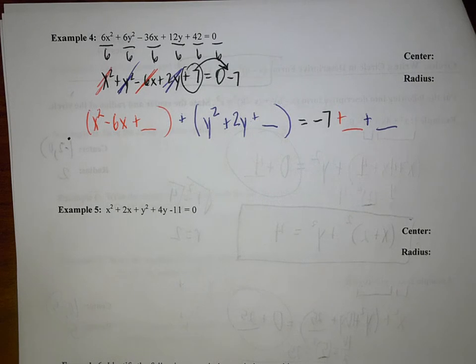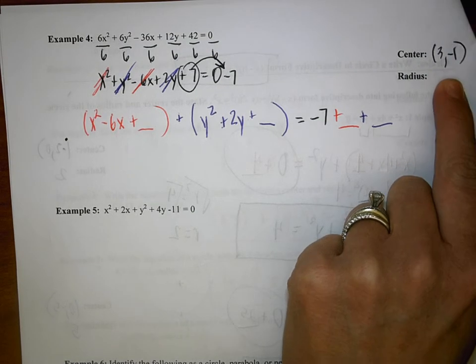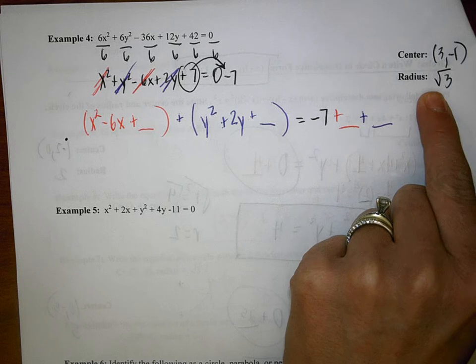Taylor, you got it. Perfect. Good. Okay, so your radius should have been, or not your radius, I'm sorry, your center should have been 3, -1. And your radius should have been the square root of 3.